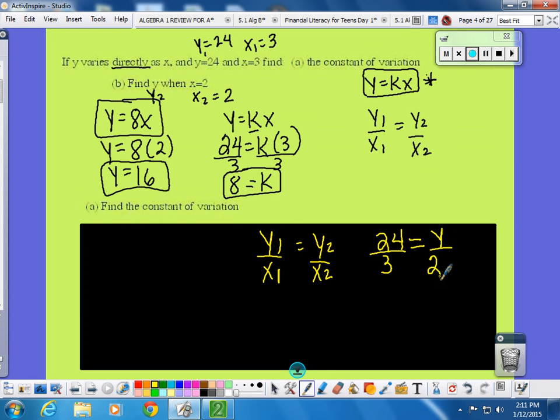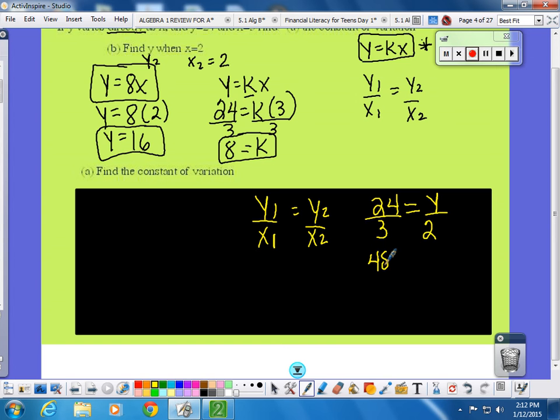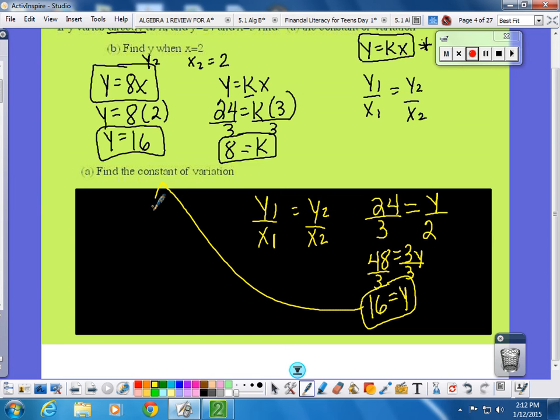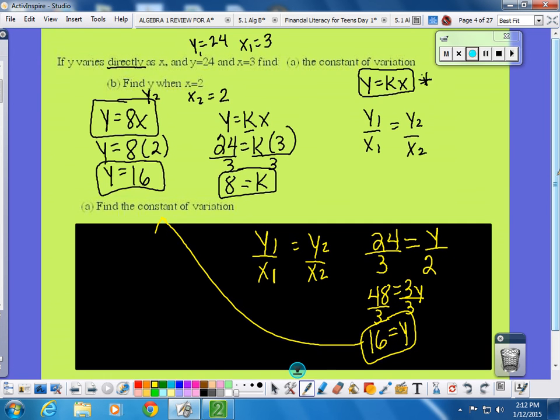How do you solve a proportion? Cross multiplication. So let's cross multiply. 24 times 2 is 48, and 3 times y is 3y. To solve for y, we divide both sides by 3. What is 48 divided by 3? It's the same problem, so I should get the same answer, right? And I did. I get the same answer that I got right up there. So which method do you prefer? The direct variation equation or the direct variation proportion? I like the proportion, but I want to make sure you can do both.